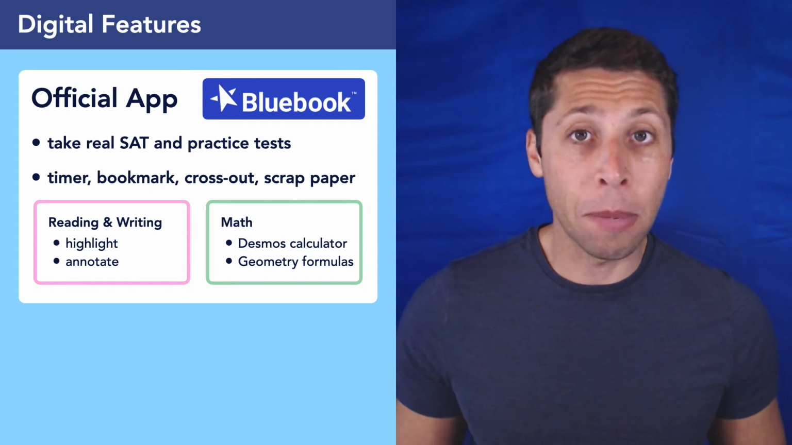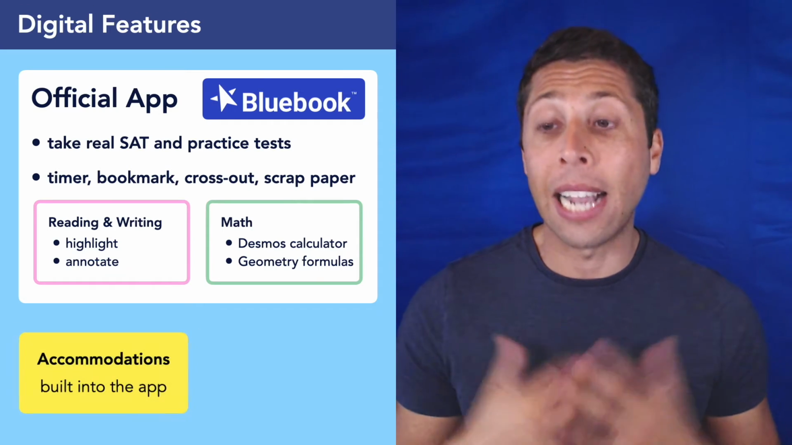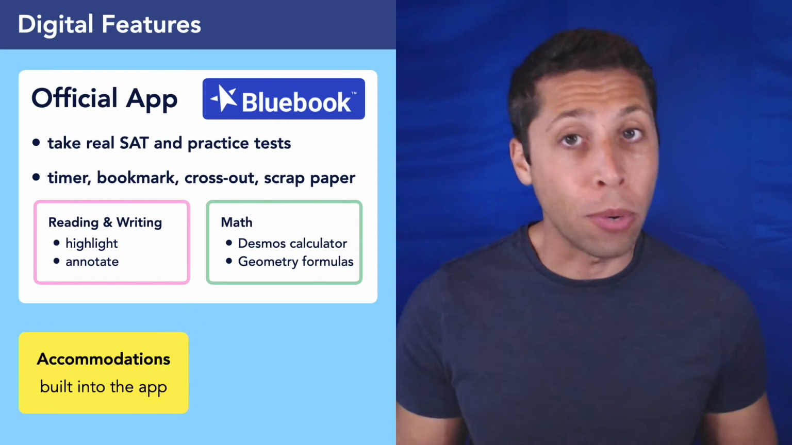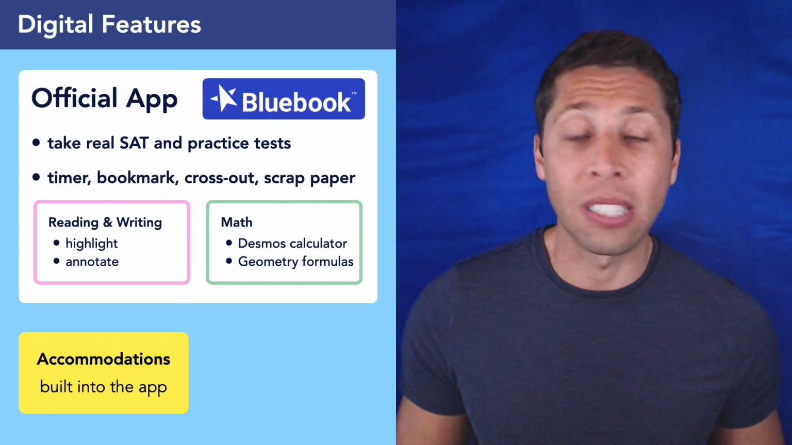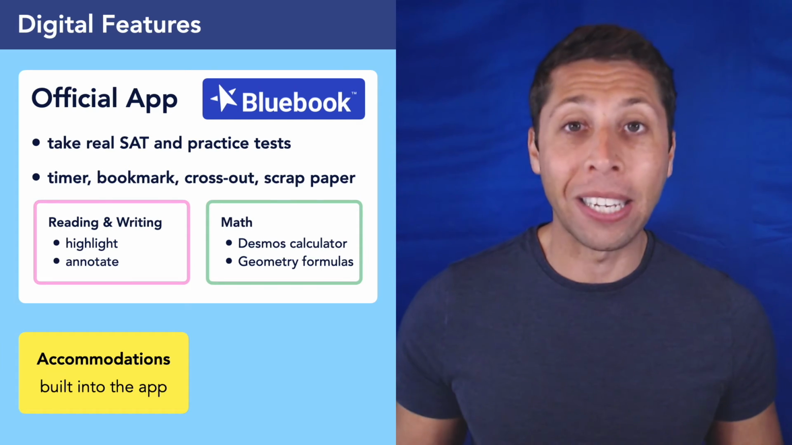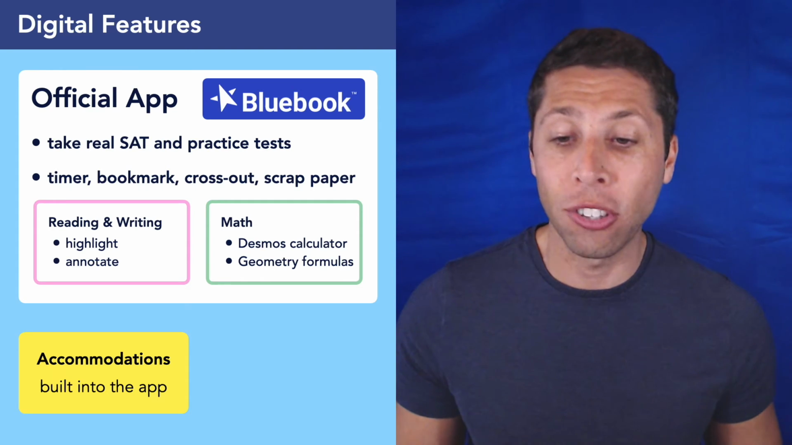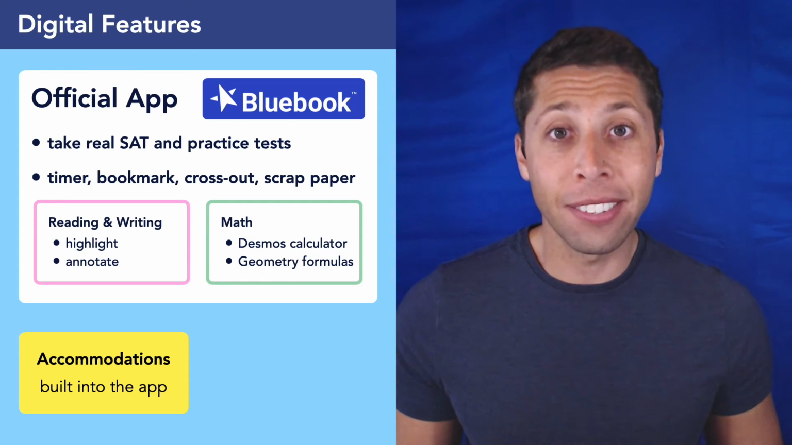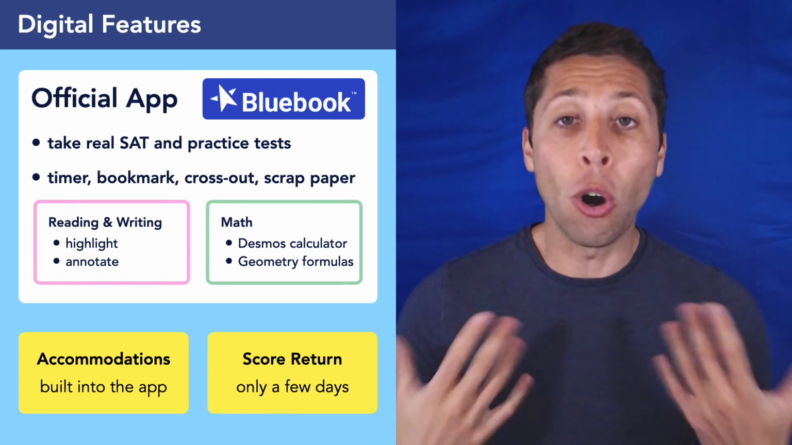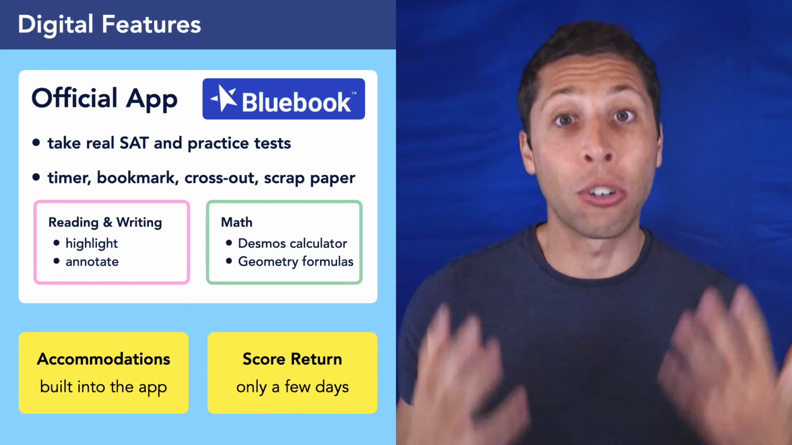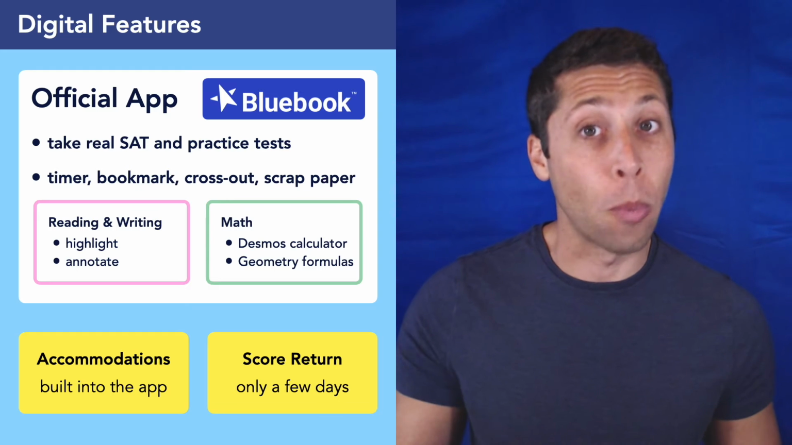Other things that are important about the digital test: if you do get testing accommodations like extra time or a reader, those things are going to be built into the app, so that'll make it a little bit more seamless of a process for you, and it'll make it easier to practice with those accommodations. And also, because the test is digital, the scores will be returned much more quickly than in the past. In only a few days, you will know your score, so that is great for helping you plan for whatever you want to do next.